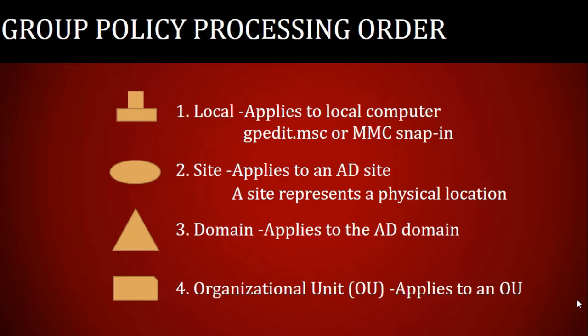By far, the most common level that group policy is applied is at the organizational unit level, or OU. The OU level is as close as I can get to a user or computer to have a policy applied. For example, I may have a sales OU, a human resource OU, a marketing OU. Every department in my company may be divided into a separate OU within the Active Directory domain.